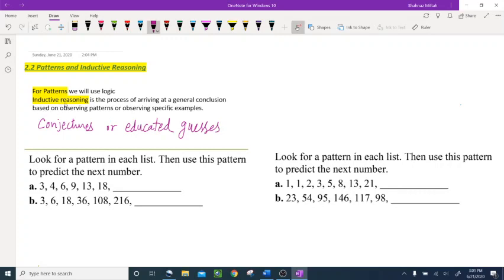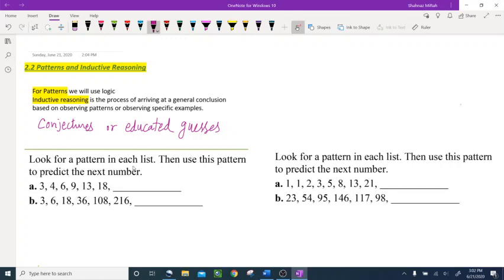Now, I'm going to repeat this one more time. For the pattern, it's easy. You use common sense logic. Inductive reasoning is the process of arriving at a general conclusion. But since this process is not absolutely certain, the conclusion we get is not absolutely certain to be correct, so we name these conclusions conjectures or educated guesses.